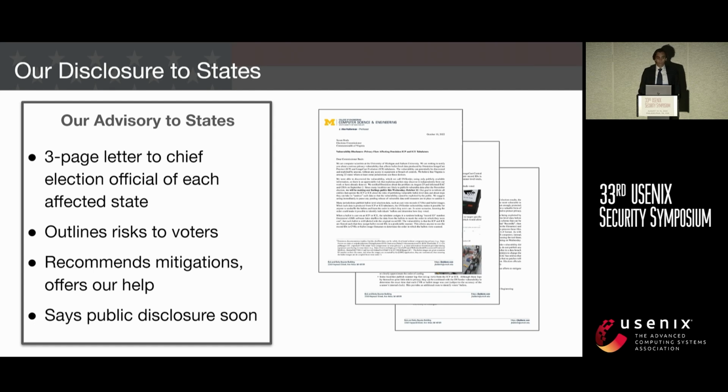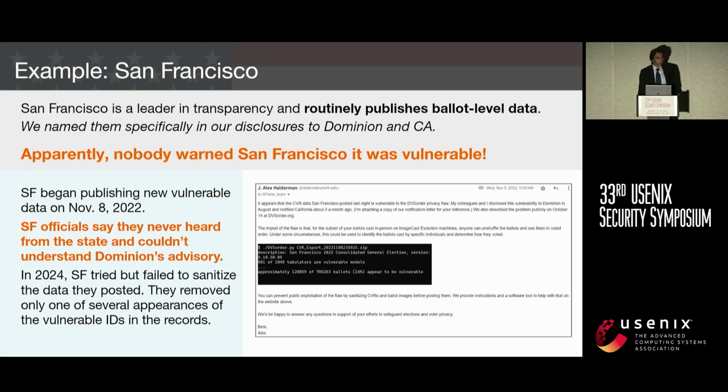In fact, some appear to have not informed local affected jurisdictions that they were vulnerable. An example of this is San Francisco. San Francisco has long been a leader in transparency and routinely publishes ballot-level data following elections. We explicitly named them in our disclosures. But no one told San Francisco that they were vulnerable before the midterm election. And come election night, they began posting new data. When we were finally able to get in touch with San Francisco to warn them ourselves, they said that they had never heard from their state and that they couldn't understand the advisory they had gotten from Dominion.